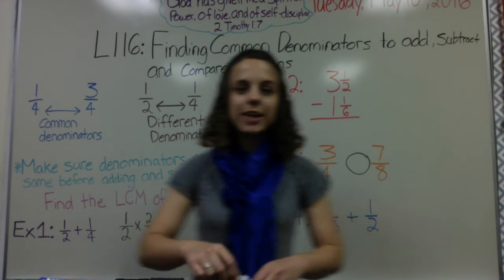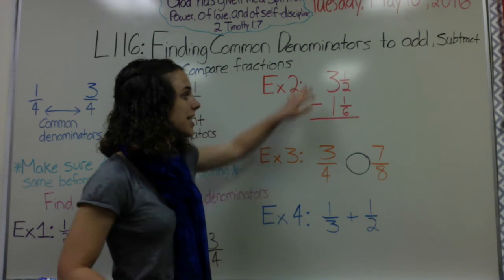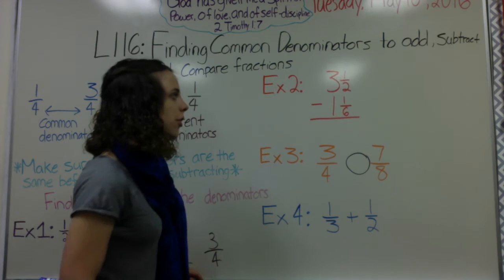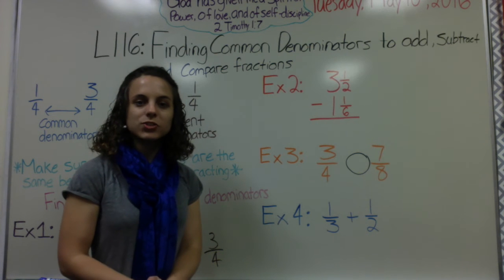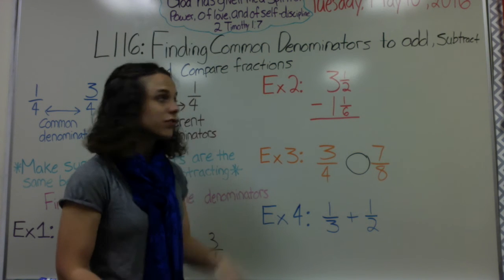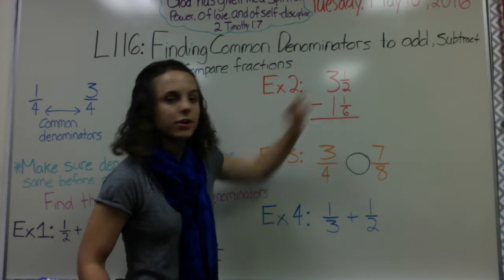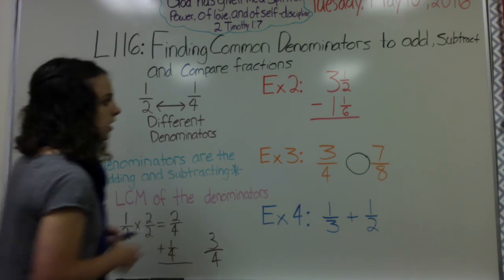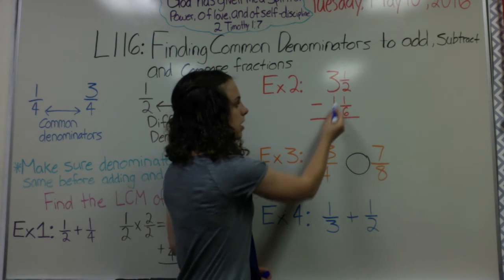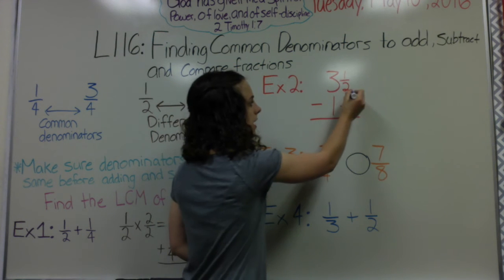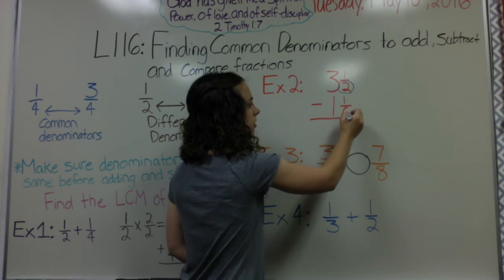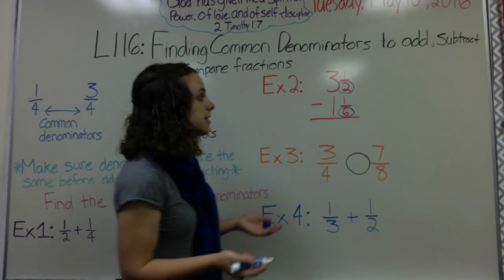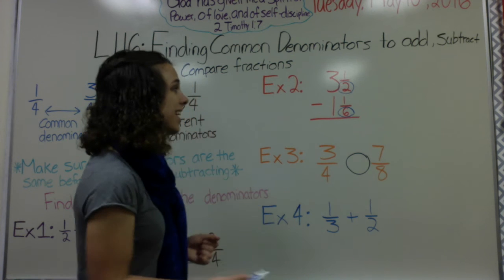So we're going to go ahead and look at example 2. I have 3/2 minus 1 and 1/6. I want you to go ahead and see what you can try by yourself. See if you can do it first, finding the least common multiple of your denominators, and then subtracting. So if I have 3/2 and 1 and 1/6, I know that my denominators need to change. I have 2 and I have 6, so I can't subtract yet.